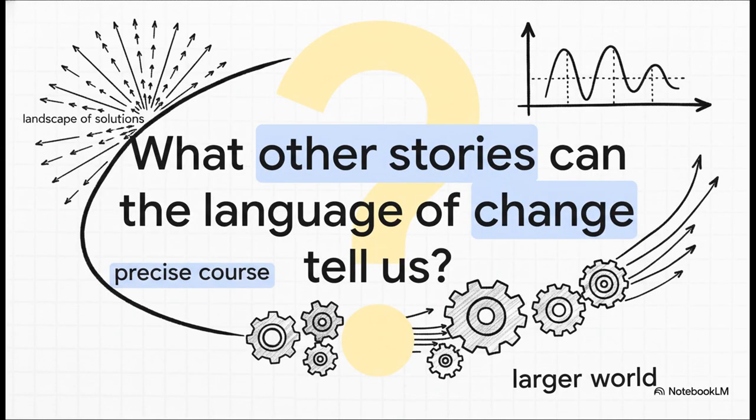So, we've learned how to see the flow, how to visualize the entire landscape of solutions, and we've learned how to use our first compass to chart a precise course through it. But this is just our first step into a much bigger world. The next time you see something changing around you, ask yourself, what would its direction field look like? What story is its rate of change trying to tell?